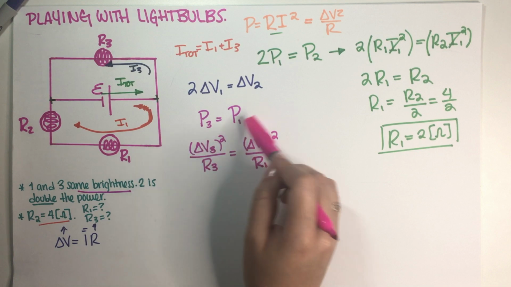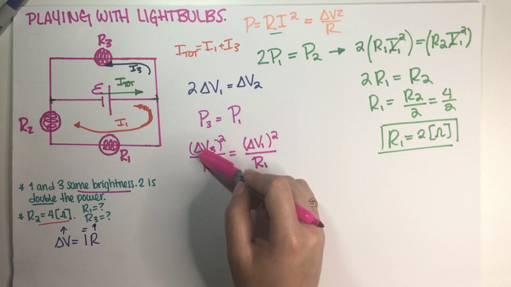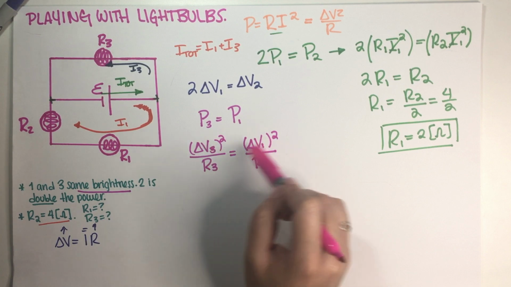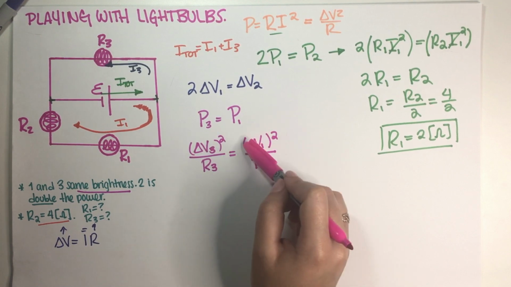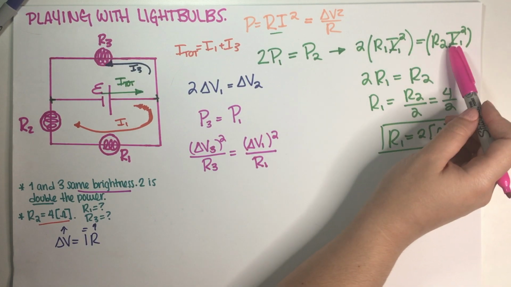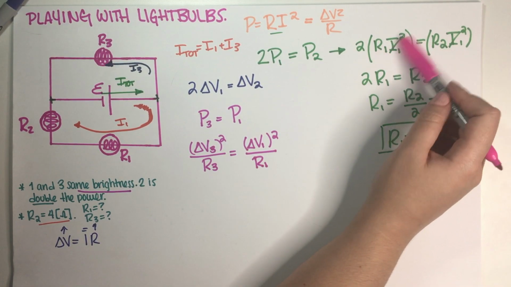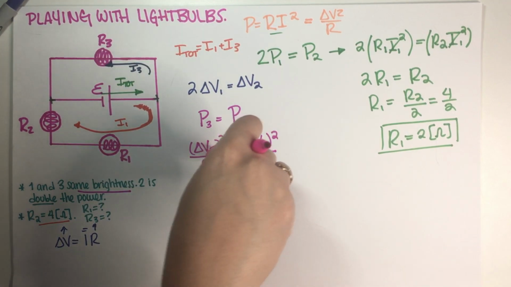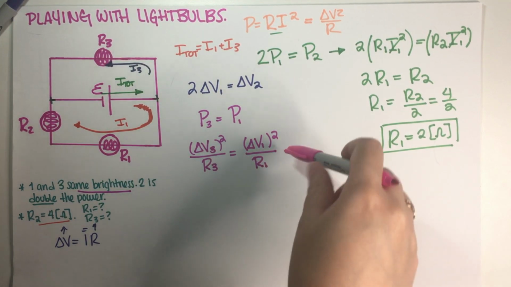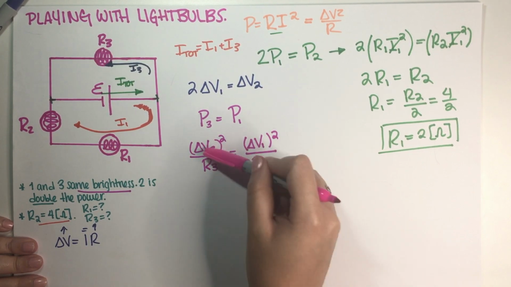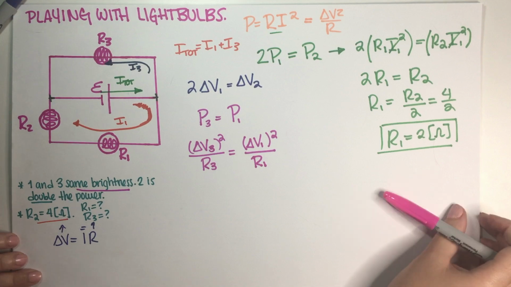Because I can't just cancel them out like this. They are different numbers. However, if I can figure out a way of connecting them, then I can substitute and then I can cancel out. For this one, it was very easy because if it's the same current, then I can just cancel it out. But obviously, I'm going to need an extra step over here. So I need to figure out how these two are connected to each other.